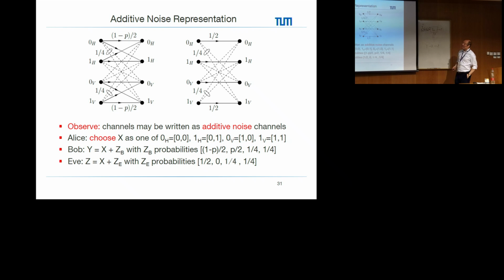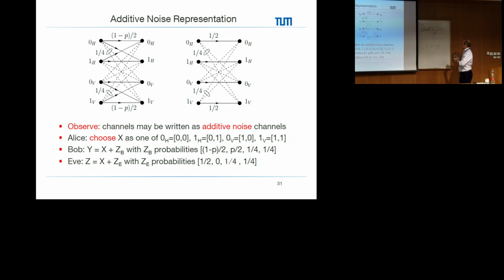In fact, these are vector linear channels. We can represent this using additive noise models, namely Y, Bob's output, is x. If we represent x as a vector of length 2, 0h corresponds to 0,0, 1h corresponds to 0,1. So the first bit represents the polarization, and the second bit represents the bit on that polarization. 0V is 1,0, 1V is 1,1. Then this channel can be represented as a vector additive channel. So this is a vector of length 2, and this is a vector of length 2, and the crossover probabilities of the four possibilities of noise 0,0, 0,1, 1,0, 1,1 just have this distribution for Bob and have this distribution for Alice, right?